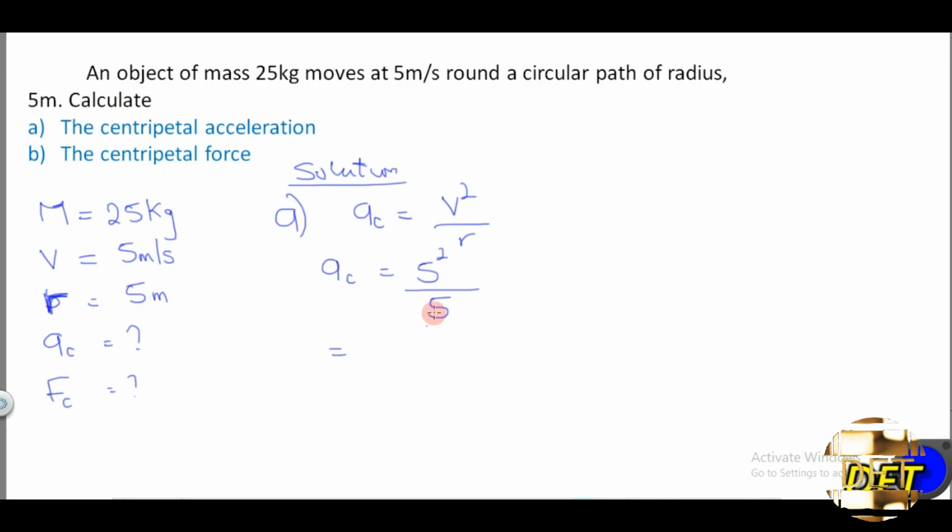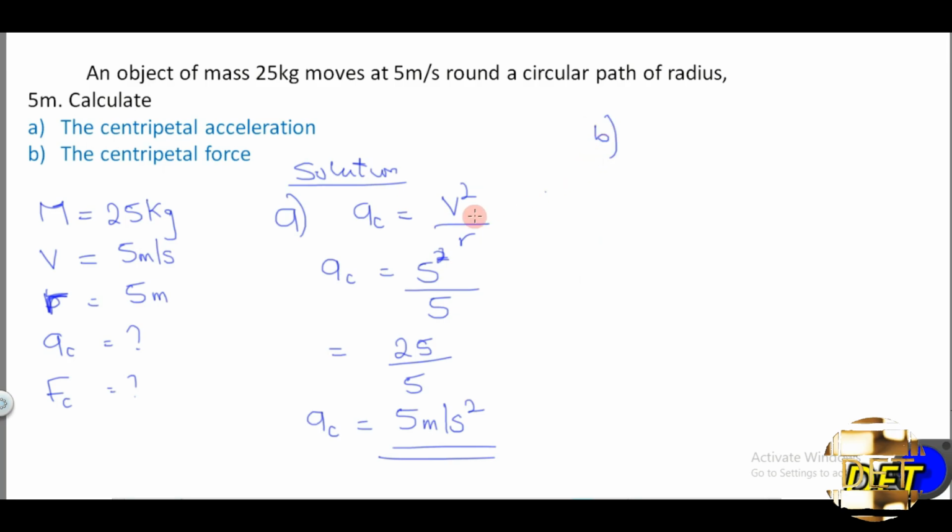So this will be equal to 5 squared, which means 5 times 5, and 5 times 5 is 25. So this will be 25 divided by this 5. 25 divided by 5 will give me 5. So therefore, my centripetal acceleration is equal to 5 meters per second squared. So this is my answer to question A.